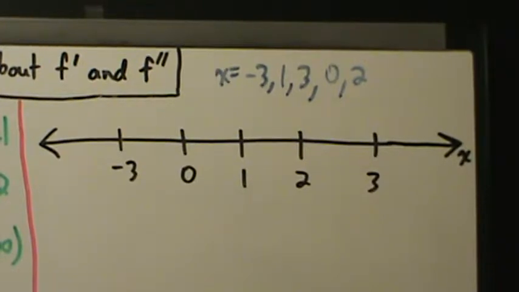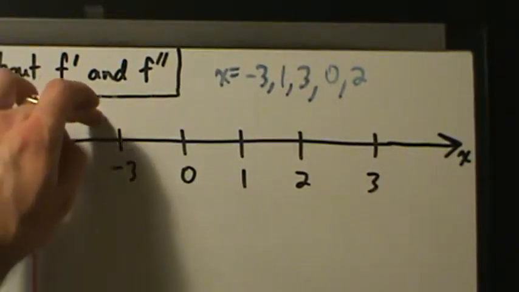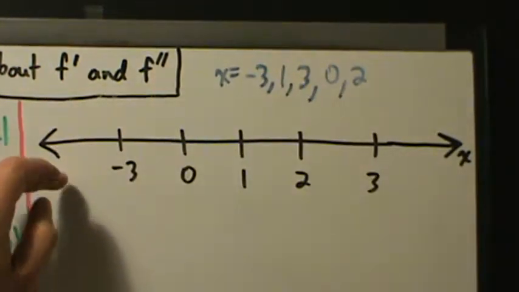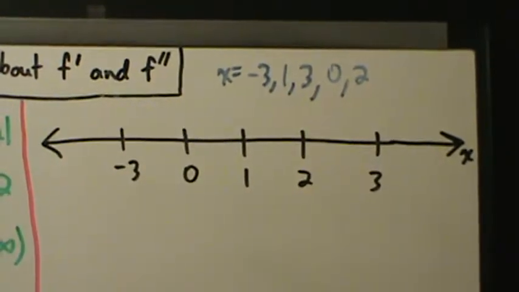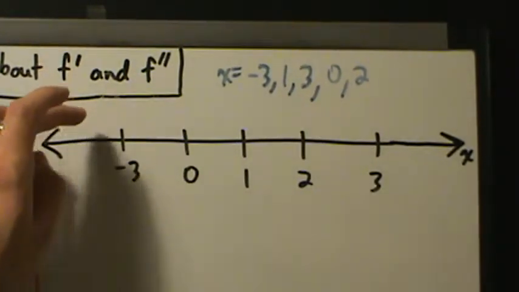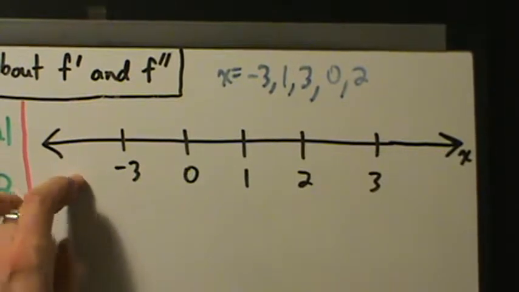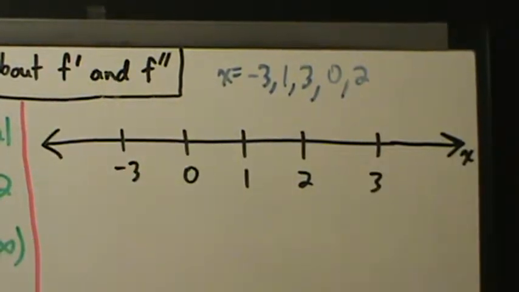Just like in example 1, now we want to label what's f prime doing up here and what's f double prime doing, label that down here. So in other words, is f prime positive, is f prime negative, is f double prime positive, is f double prime negative. We're going to do that in each of these 6 intervals here. So that's going to be step 3.